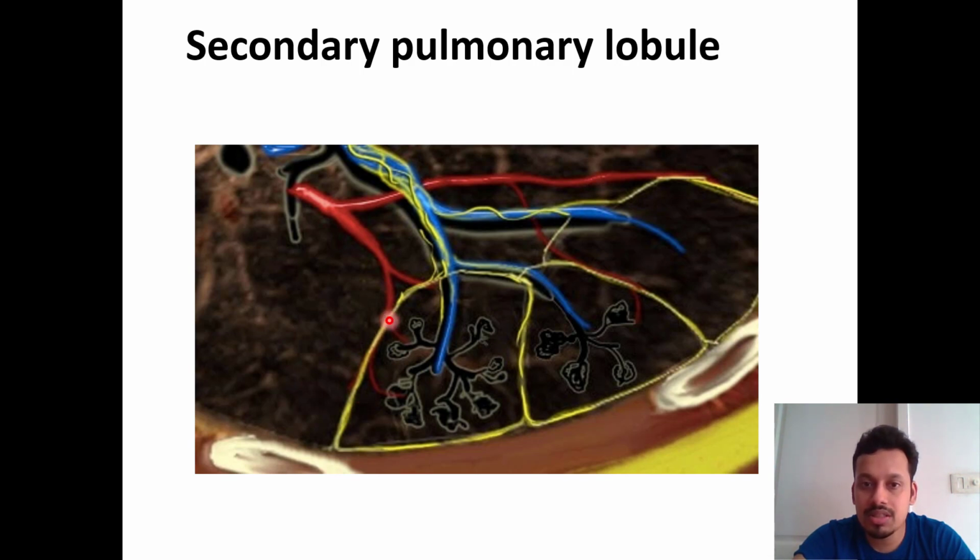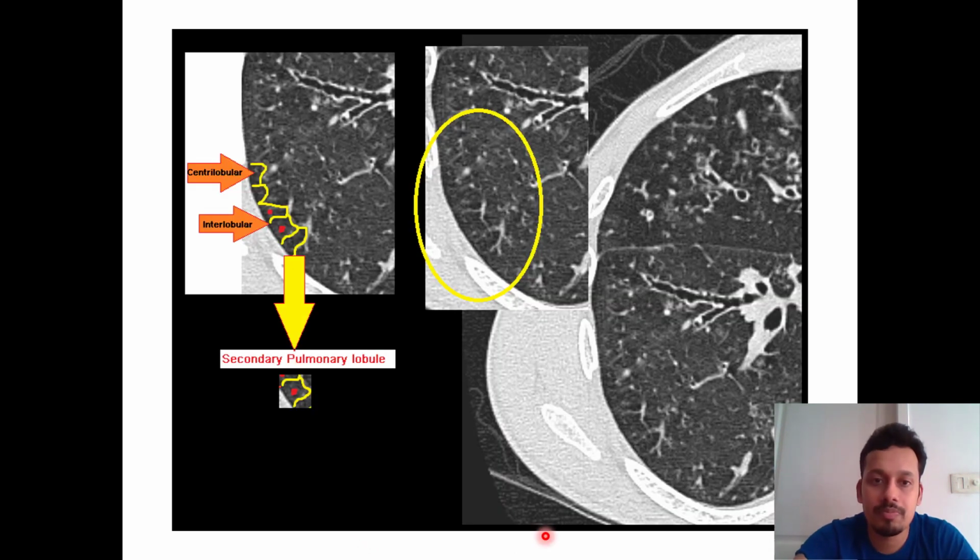Most of the pathology in the lung about interstitial lung disease is concentrated in the secondary pulmonary lobule. So here also you can see in a CT scan the secondary pulmonary lobule is marked. It is around 1 to 2 centimeters. You can see the red thing is the centrilobular area and the yellow lines mark the interlobular septa. Maybe we'll go into more detail at a later lecture.